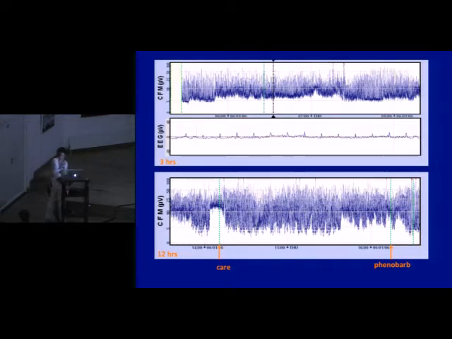So here you see another example of an asphyxiated baby. And you see here, at 3 hours after birth, this ECG artifact. And then here, 12 hours after birth, this is care. It could be a seizure, but it was care. And you see here a period of seizures. Phenobarb was given. And then the baby developed a lot of seizures, and she was on medication.